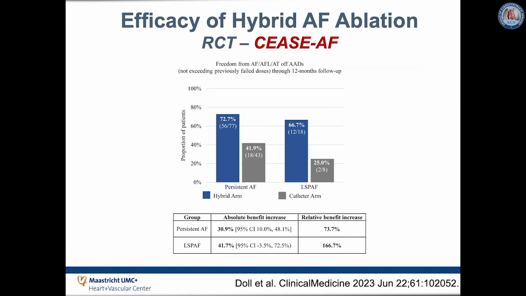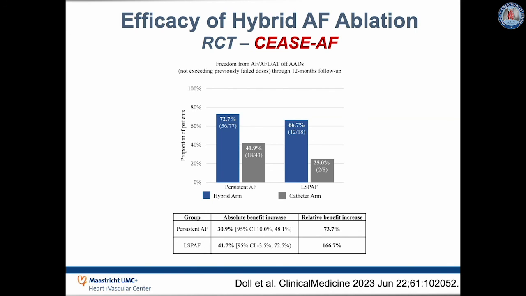The last randomized controlled trial comparing the efficacy of a hybrid AF ablation with catheter ablation in persistent AF patients is the CEASE-AF trial that was recently published. In this trial, over 150 patients were randomized in a 2-to-1 fashion between hybrid AF ablation and catheter ablation.